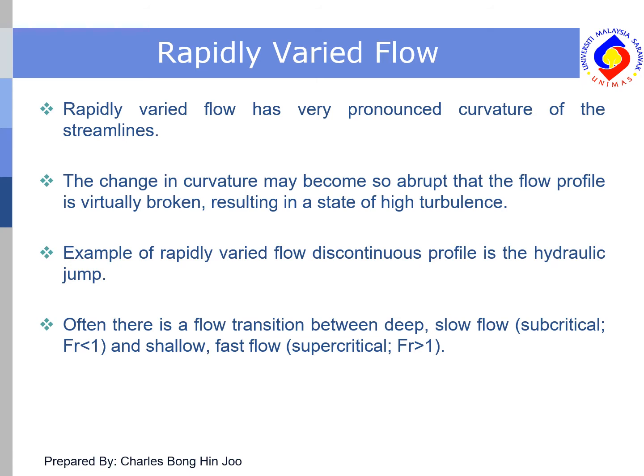Often in rapidly varied flow, the flow transitions between deep and slow flow, in other words the subcritical flow with Froude number less than 1, to become shallow and fast flow with the Froude number more than 1, which is supercritical flow.